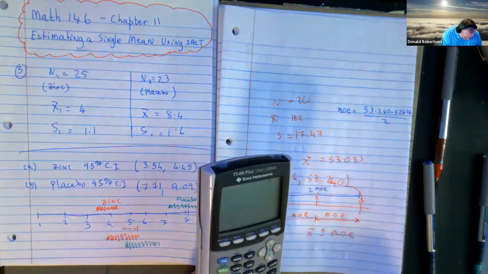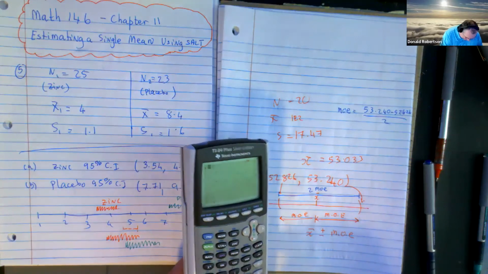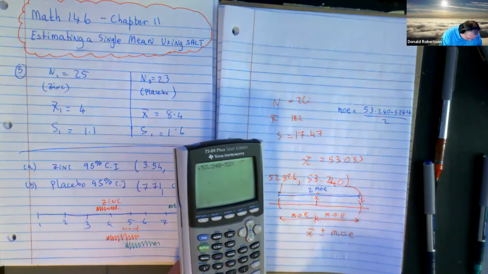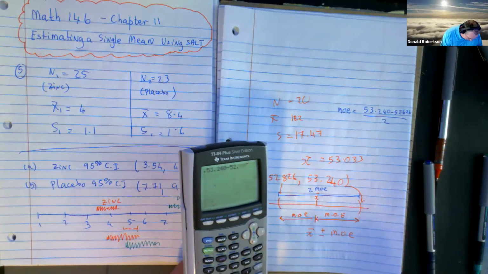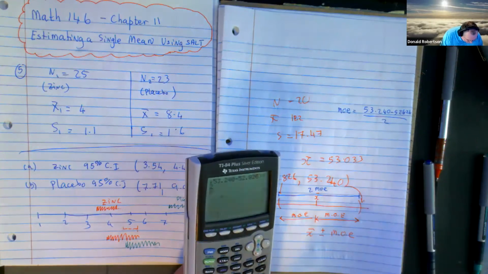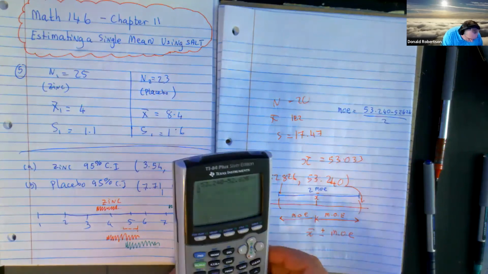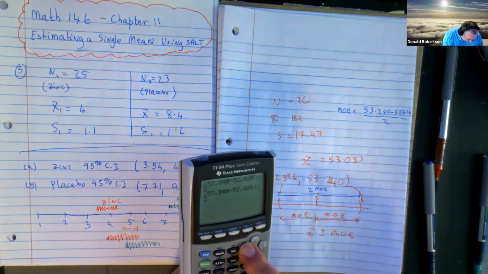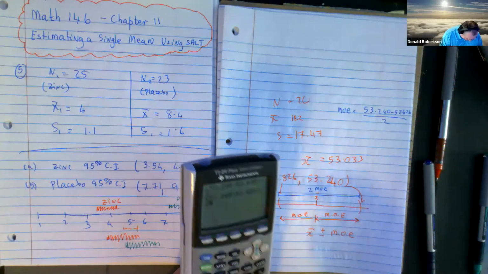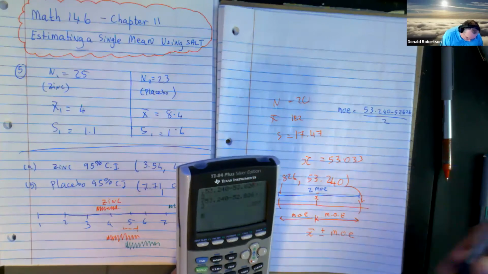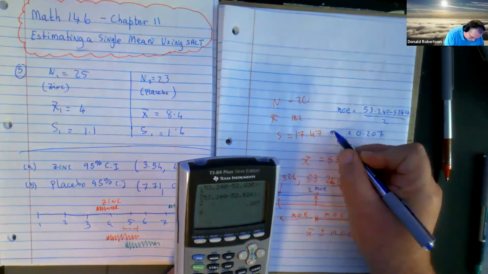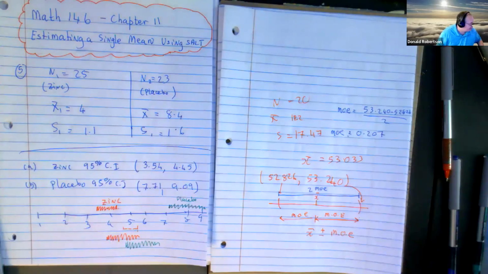So on my calculator, here it goes. Put a little bracket. 53.240 take away 52.826, all divided by 2. And I screwed up there. Let's find out what I did wrong. There we go. I didn't do a bracket at the start. I hit something else. And the margin of error is 0.207. And we're done.